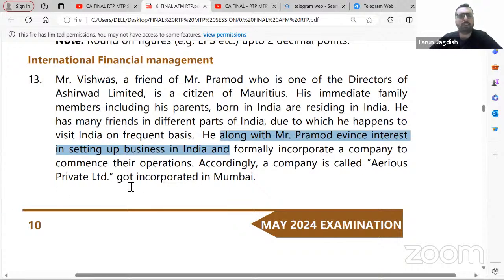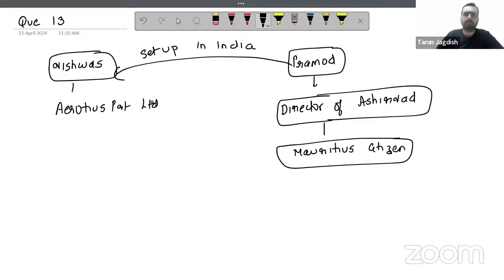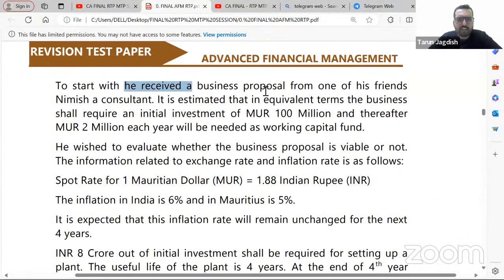Accordingly, a company called Aerocious Private Limited got incorporated in Mumbai. Wonderful. Pramod from Mauritius is starting Aerocious in India. To start, he received a business proposal from one of his friends, Nimish, a consultant. It is estimated that in equivalent terms, the business shall require an initial investment of 100 million Mauritius.